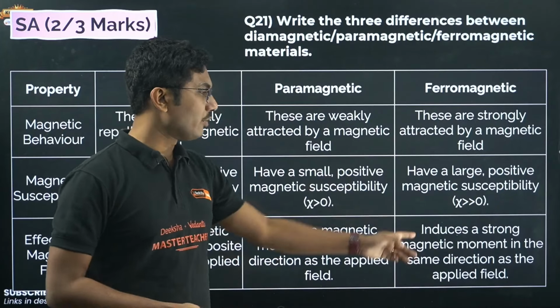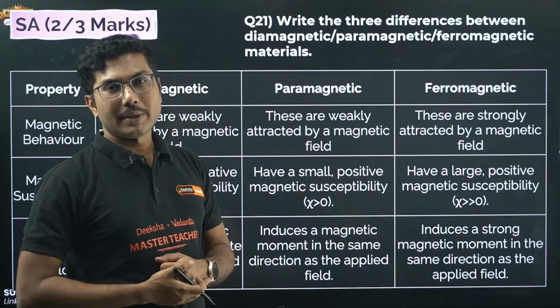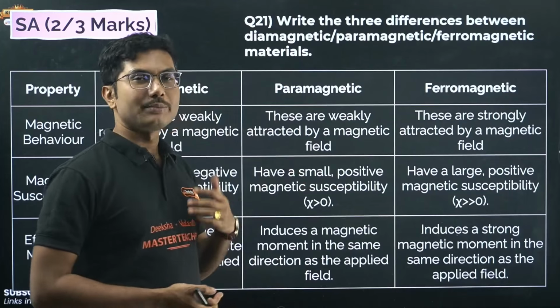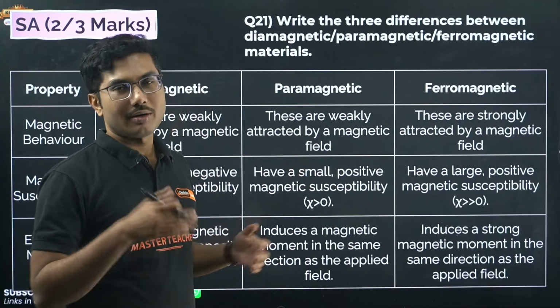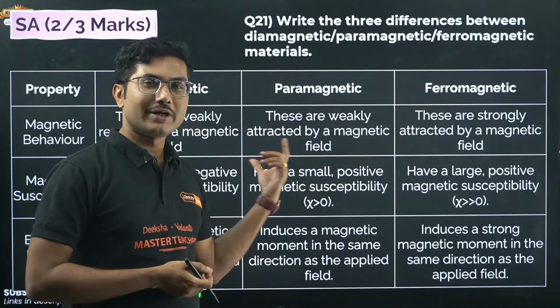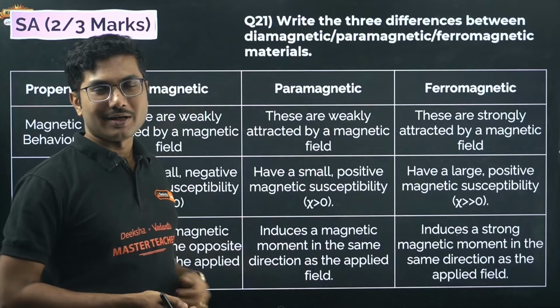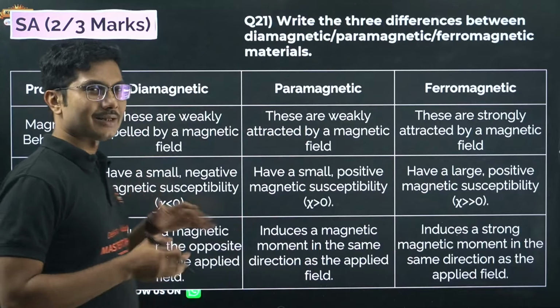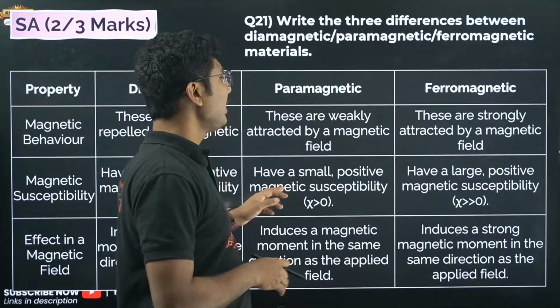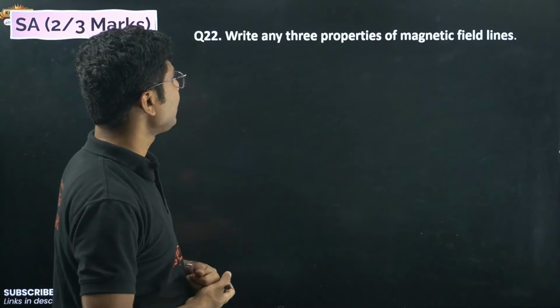So para and ferro are very close to each other, like relatives, but they got lost long before. In the childhood they got separated, and now one has become ferro, one has become para. Diamagnetic is somewhat different. Now let's move on to the next question.